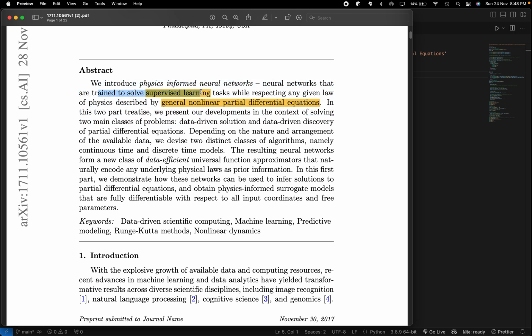Physics-informed neural networks are used to solve supervised tasks while respecting any given law of physics described by general nonlinear partial differential equations. Basically what that means is that a physics-informed neural network is supervised. That's the first thing. Second, it solves general nonlinear partial differential equations, but it also respects the fact that there are certain conditions in physics that you need to conserve. A good example is your boundary condition and your initial condition.